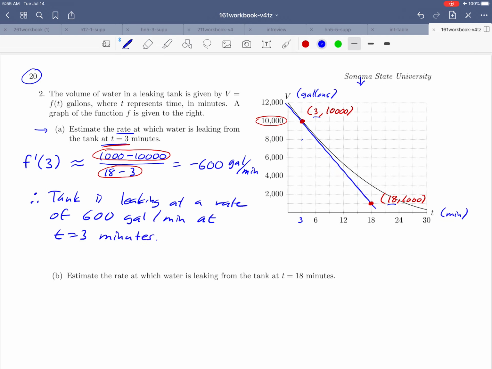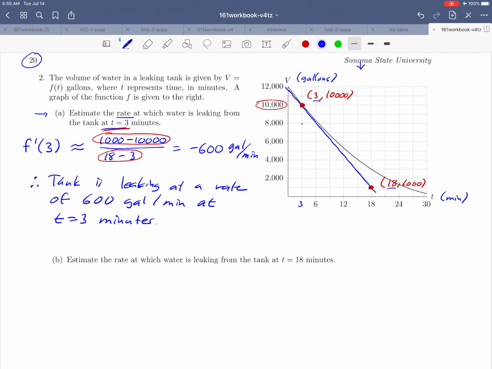So that's what the slope of that tangent line is doing for us. It's giving us a rate of change. And if you like, you could maybe pause the video at this point and see if you can do part B. It's asking you the same question, just at a different point here. T equals 18 minutes. So give that a try.